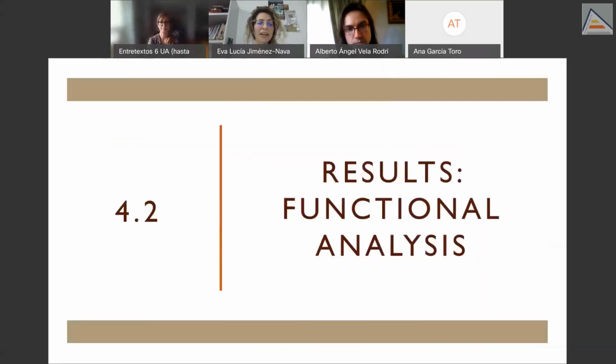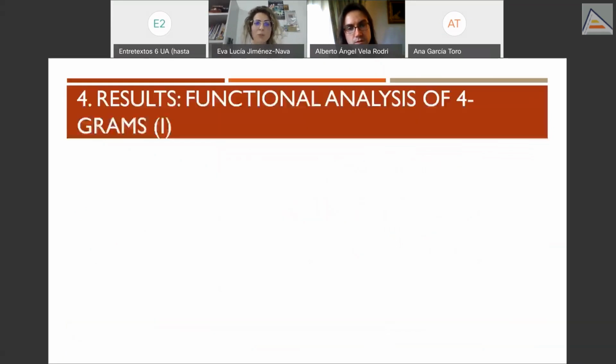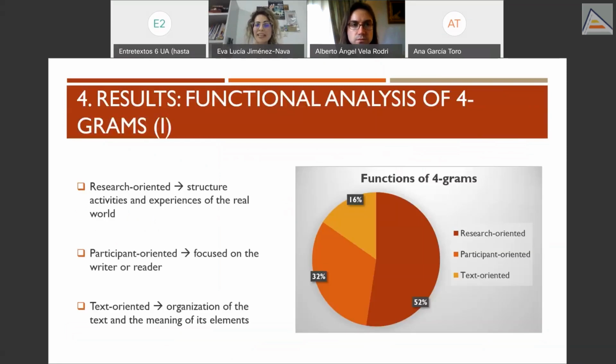So then I carried out a functional analysis. As I told you before, I only focused on 4 grams. So I said that I found 3 groups, 3 topics, depending on where the focus was. So it was on the activities, such as research-oriented 4 grams, maybe on the writer-reader, participant-oriented 4 grams, and maybe the organization of the text and the elements, so text-oriented 4 grams.